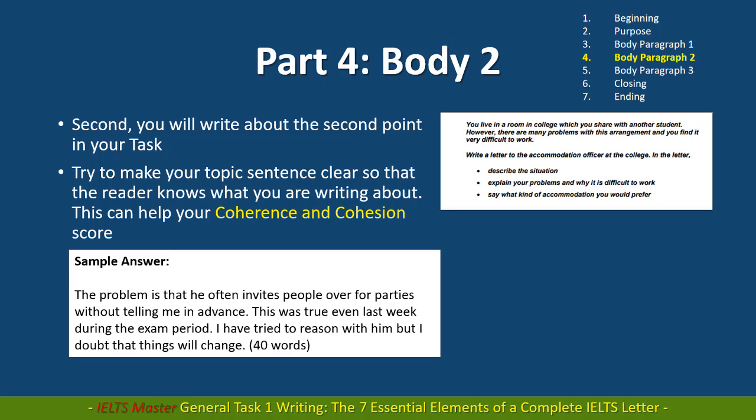Okay, so this is the problem. This is why it's difficult for me to work, because he has people over for parties. I just created this. It's not important what the problem is. You just need to explain some kind of problem. So use your imagination. Try to imagine something. All right, and in the very first sentence, I say, the problem is. So the topic sentence is very, very clear here. And this one is 40 words, which is quite close to the last one.